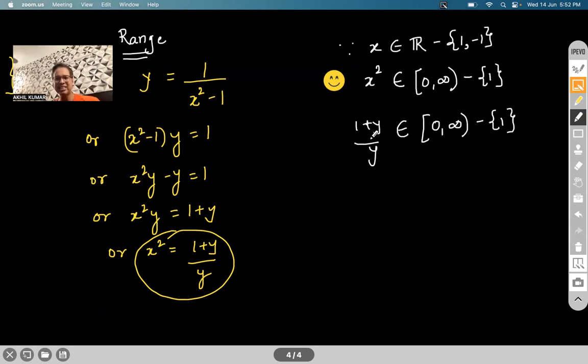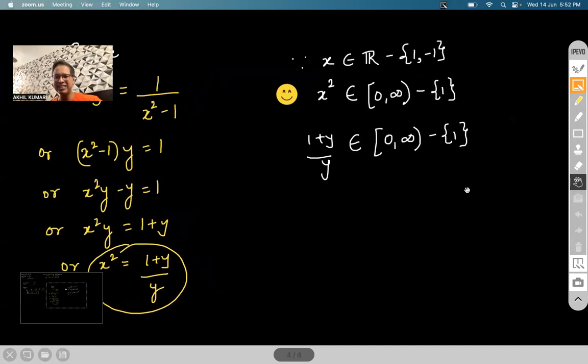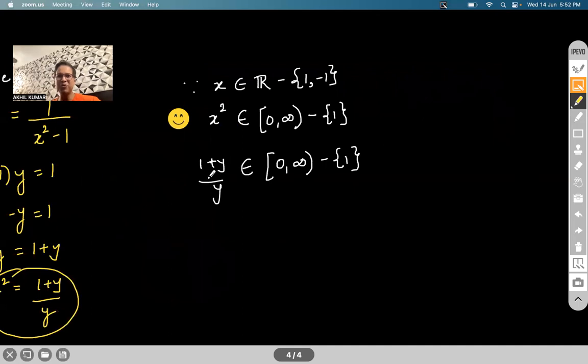Now, this says that this has to be greater than or equal to 0, but not 1. Remember in the class, I told you in one of the types that let's try to put this as 1 and see what values of y make it 1. We will remove those values. You remember that approach, everyone? So let's see what values of y will make 1 plus y divided by y equal to 1, so that I can remove those values of y from my range. But you will get a surprise when you do that.